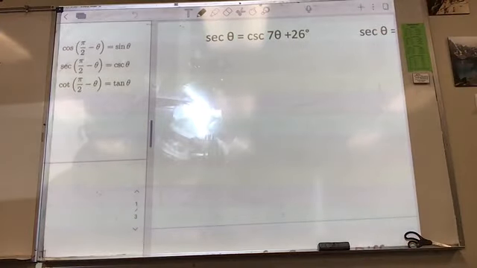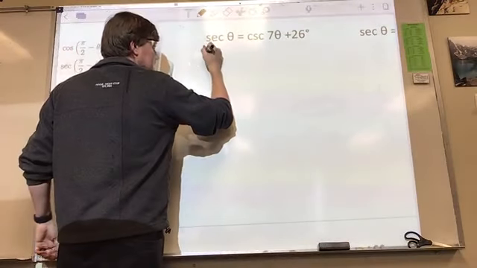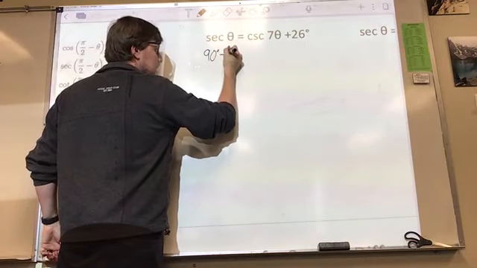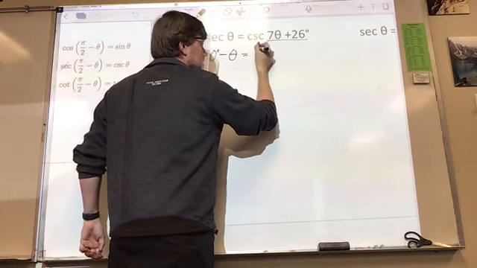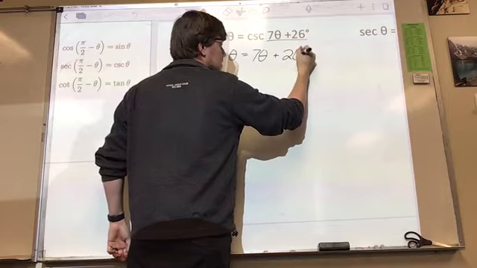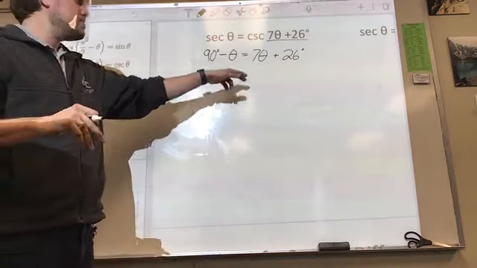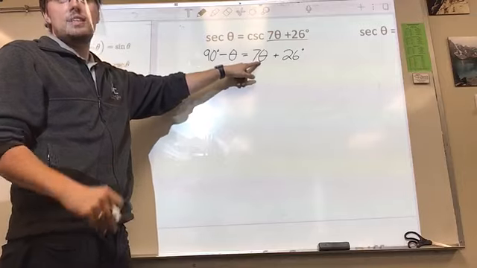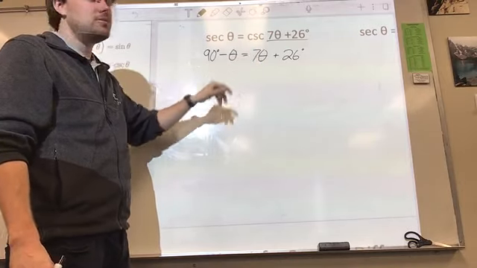Okay, so I'm going to leave off one step on this. Instead of writing the formula, I'm just going to go straight to the 90 minus part. 90 degrees minus theta equals this: 7 theta plus 26 degrees. Be careful. This one, every year, people get confused and start calling that 7. That's 7 theta. If you need to change it to an x, you can.